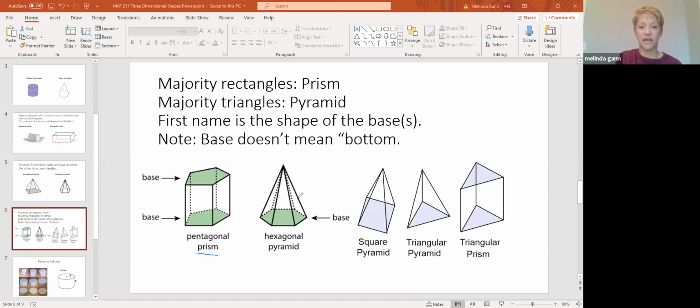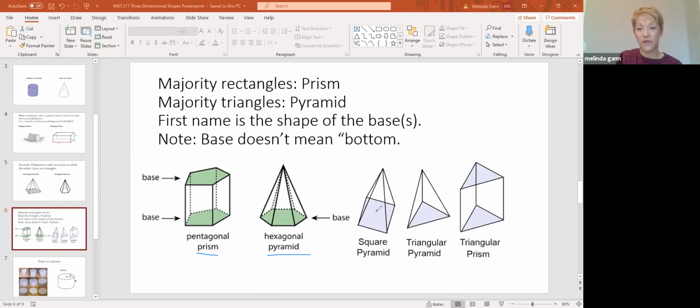Now look at this one. See, I don't see any rectangles. This thing is mostly triangles. See, I've got 1, 2, 3, 4, 5, 6 triangles. So if it's mostly triangles, you write down pyramid. Is there any shape on this thing that's not a triangle? Yeah, it's got a hexagon. So that's why that's its first name, hexagonal pyramid. And remember, pyramids have 1 base, prisms have 2 bases.